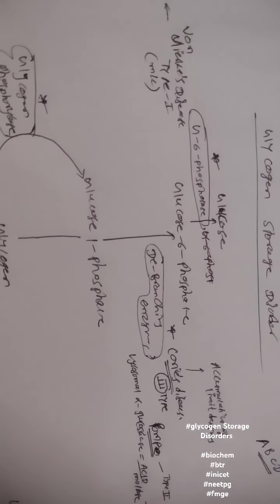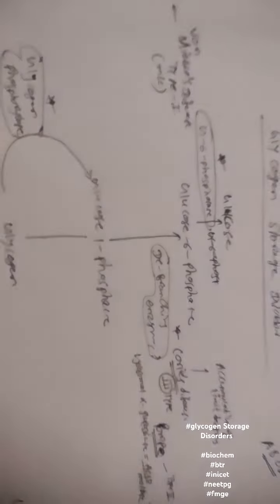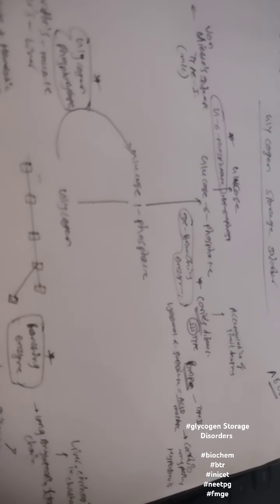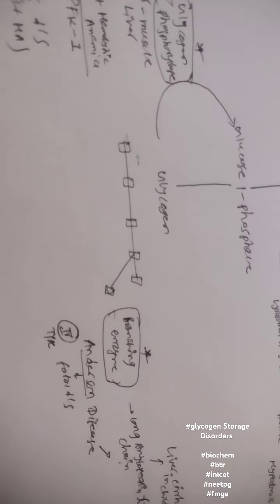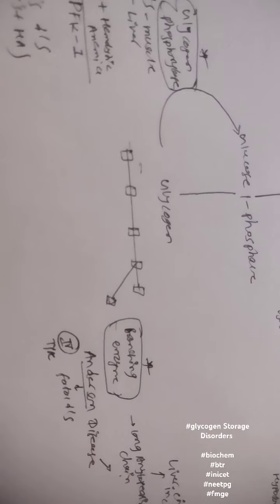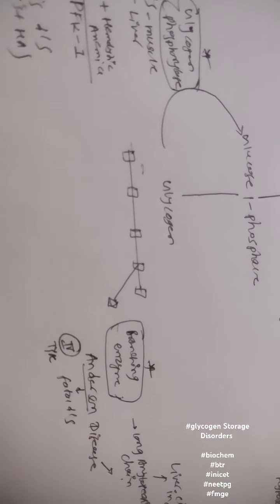Second is Cori's disease, which occurs due to deficiency of the debranching enzyme. In Cori's disease, due to deficiency of the debranching enzyme, a glycogen accumulates, which is called limit dextrin, which is a type 3 disease. And there is a type 4 disease, which is due to deficiency of the branching enzyme, which disease is Andersen disease.